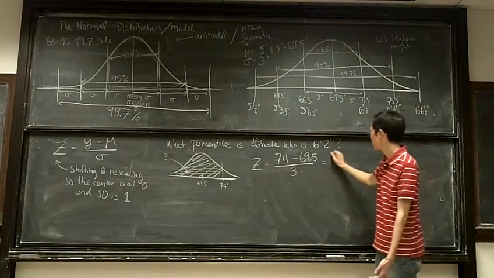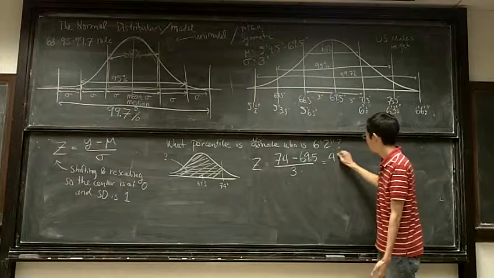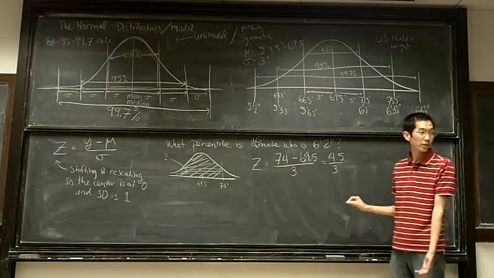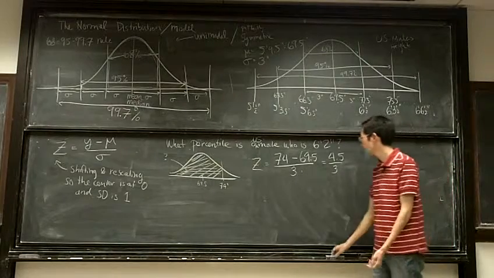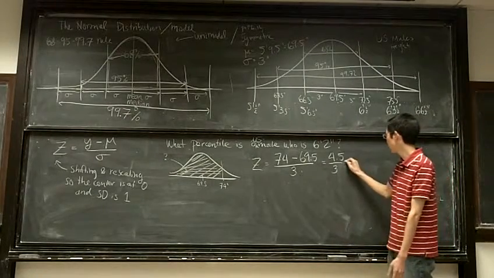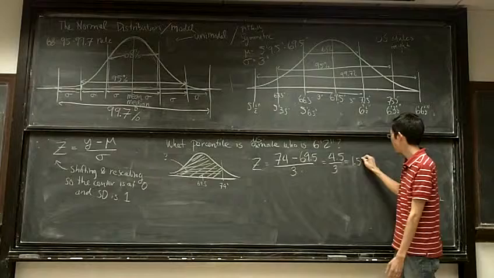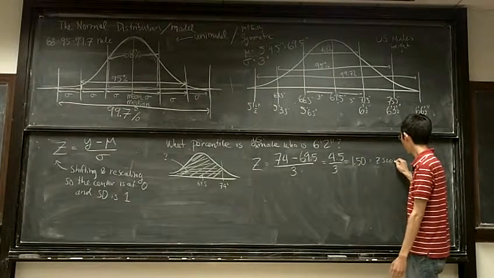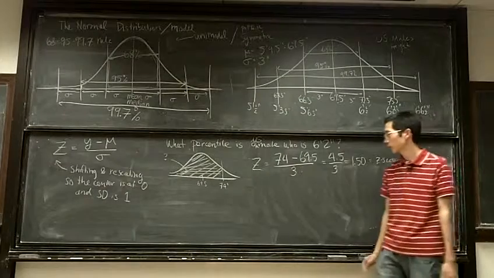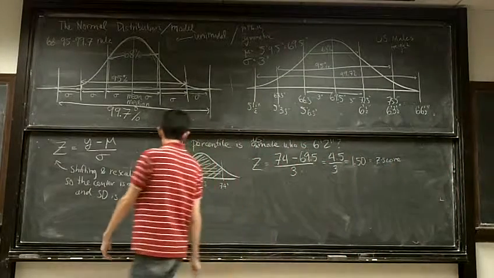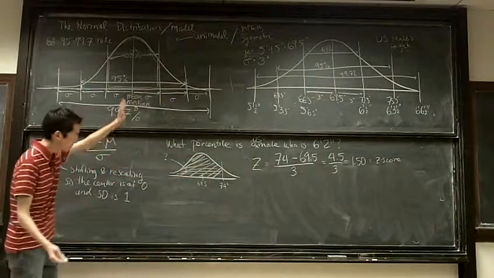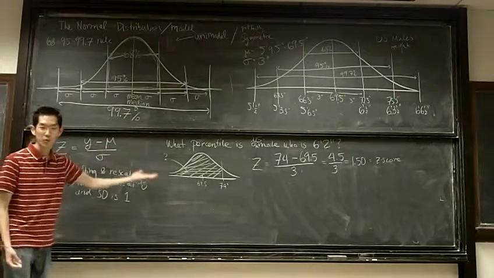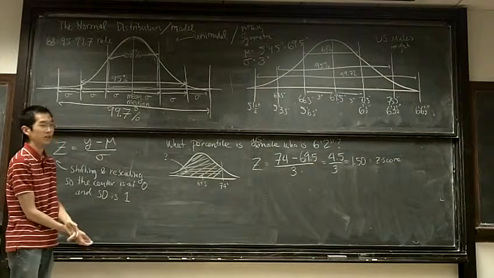So this becomes 4.5 divided by 3. And this is equal to 1.50. So this is our z-score. Okay. So that's great. So we've got the z-score, 1.50. It still doesn't tell us what percentage 1.5 z-scores is higher than, okay?